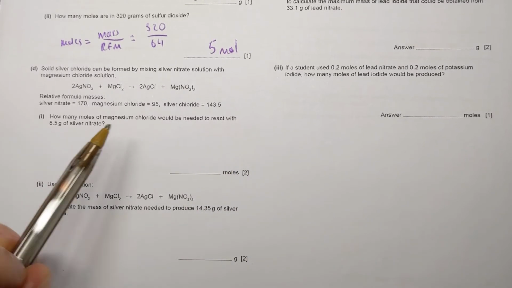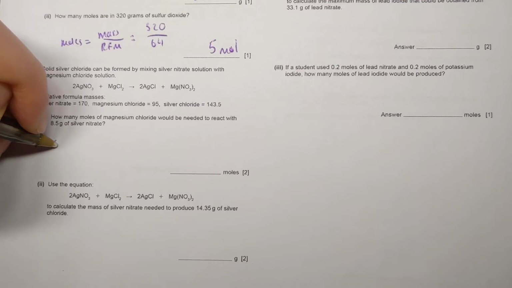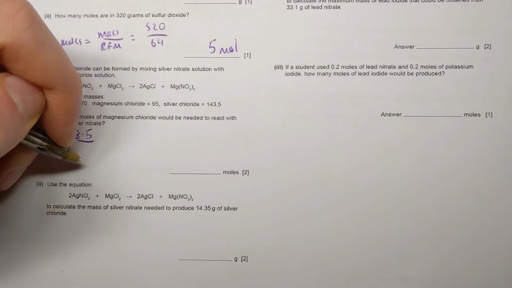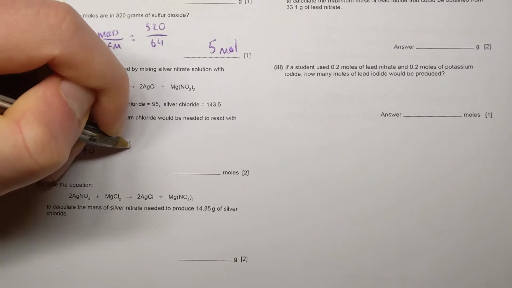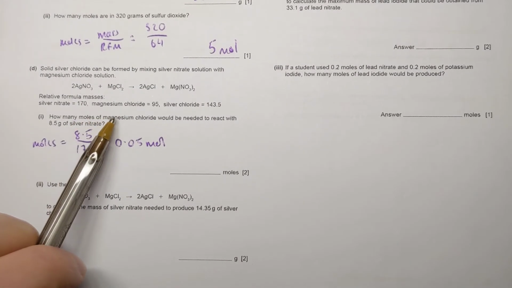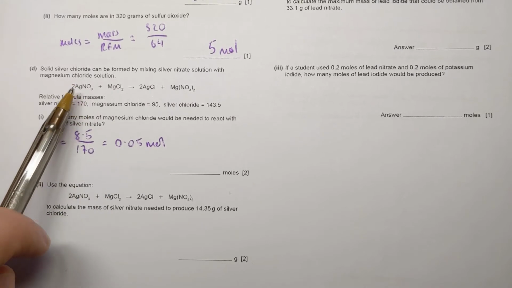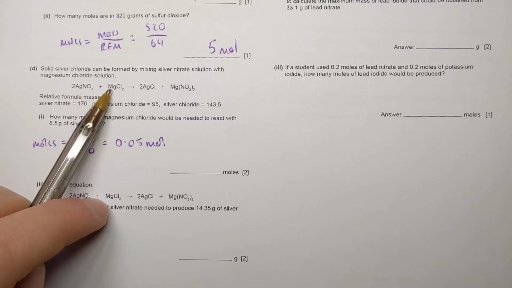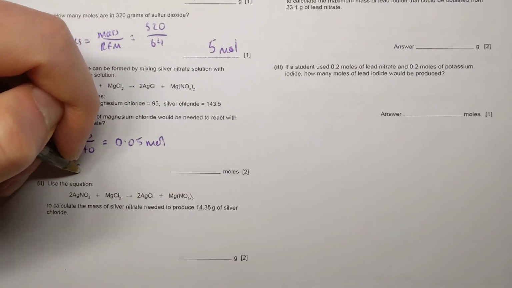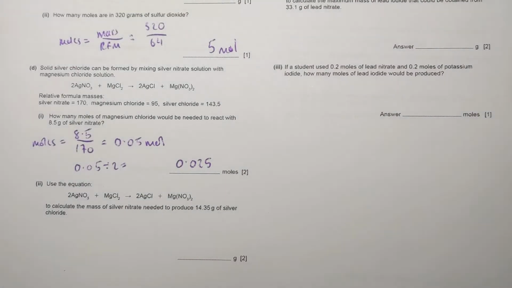The first thing for me to work out is the number of moles in 8.5 grams of silver nitrate. That's generally where we start. So moles equals mass over RFM. 8.5 is the mass of silver nitrate, and the RFM is 170, which equals 0.05 moles. So that's the moles of silver nitrate. It wants the moles of magnesium chloride to react with that. What I have to look at is the ratio in the equation. 2 silver nitrates react with 1 mole of magnesium chloride. It's a 2-to-1 ratio, so I have to divide by 2. 0.05 divided by 2 is 0.025 for that first part of the question.